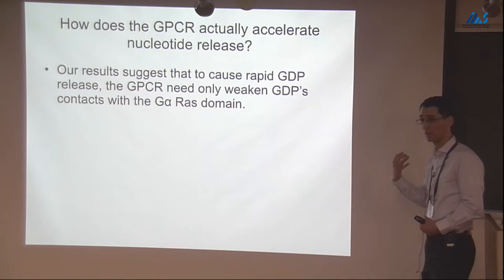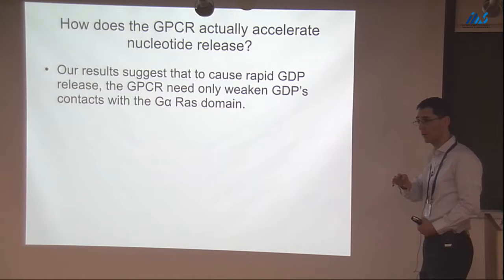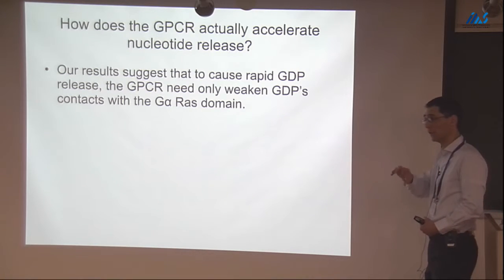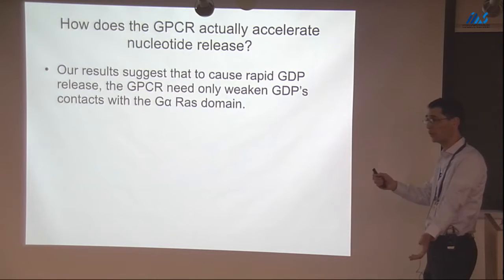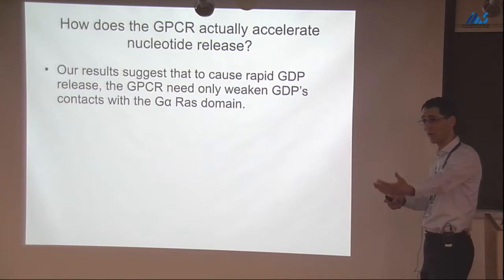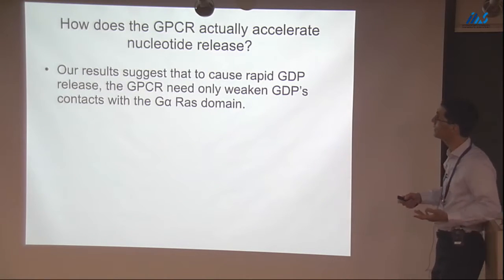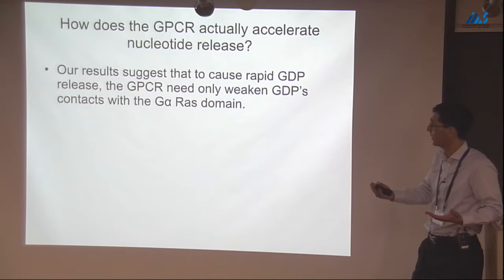Okay, so that suggests that what the receptor is doing is somehow causing a structural rearrangement of the Ras domain that weakens its affinity for the nucleotide. When the nucleotide's affinity is reduced, then once the spontaneous domain opening happens, the nucleotide can get out. And then once the nucleotide is absent, the domains open further to the structure that's seen crystallographically with the GPCR bound. But there's still one major question, which is what's the GPCR actually doing to the Ras domain to weaken its affinity for the nucleotide?